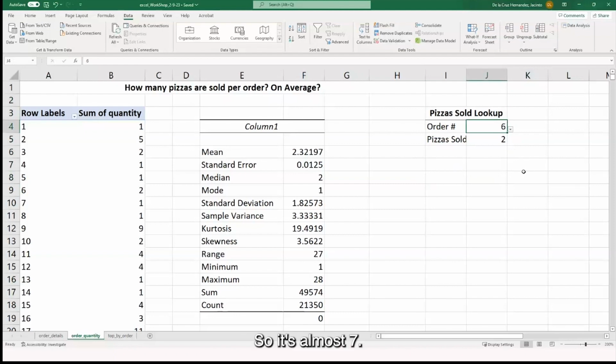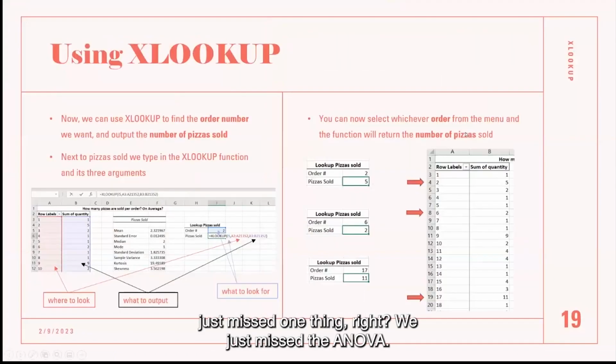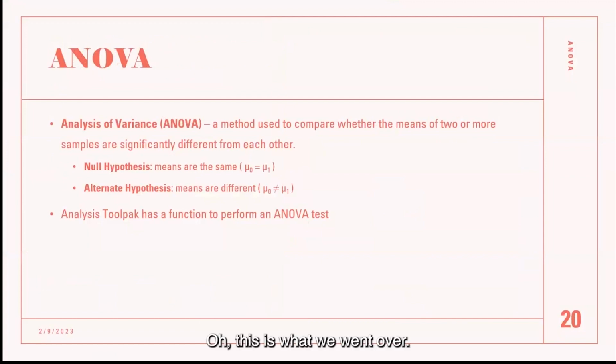So it's almost 7. Unfortunately, I didn't get through the whole thing, but we just missed one thing, right? We just missed the ANOVA. So this is what we went over.